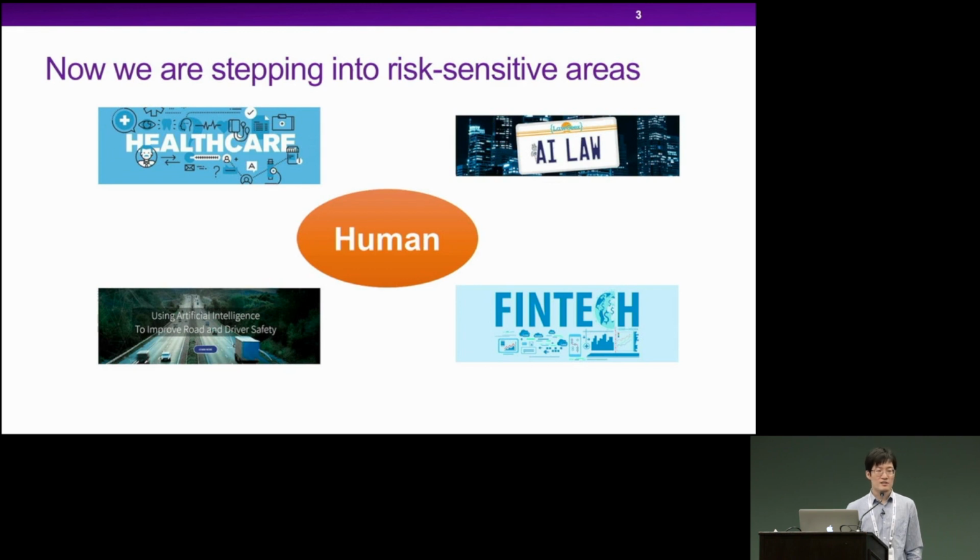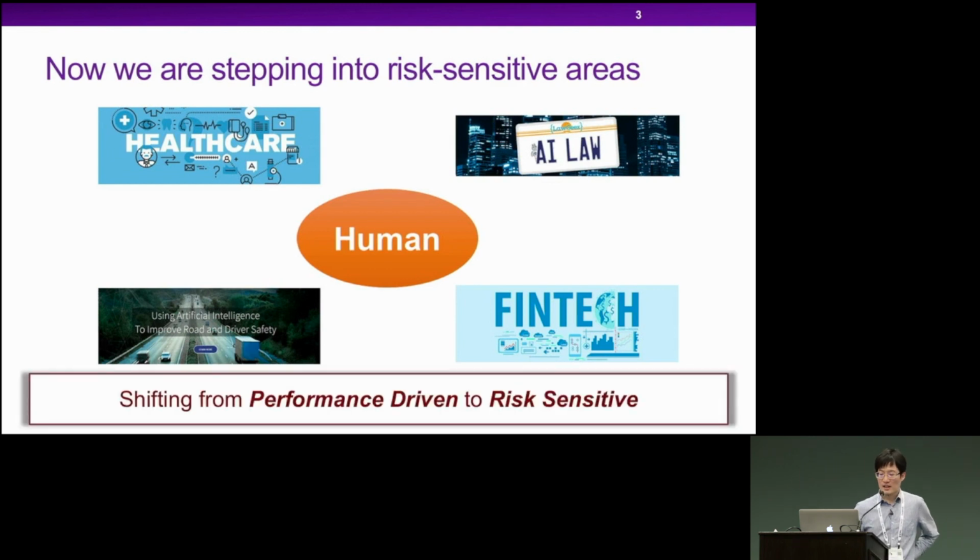Okay? So in these areas, if the machine learning technique makes a mistake, that's a big mistake. In health, a mistake means a health problem. Human health, of course, is the most important one, right? And in law, a mistake means a justice problem. In fintech, of course, it's still a money problem, but it's a big money problem, right? So in all of these kinds of areas, we need to think about how we should pay attention to machine learning techniques.